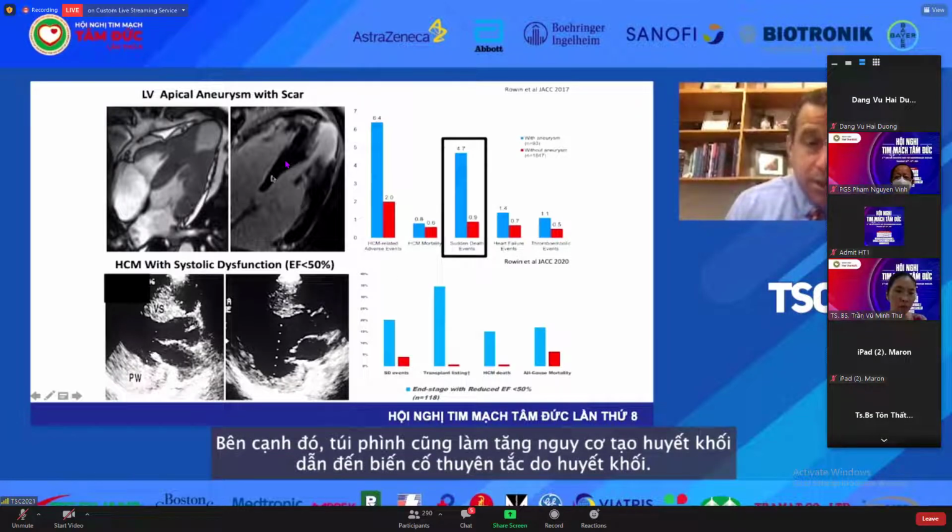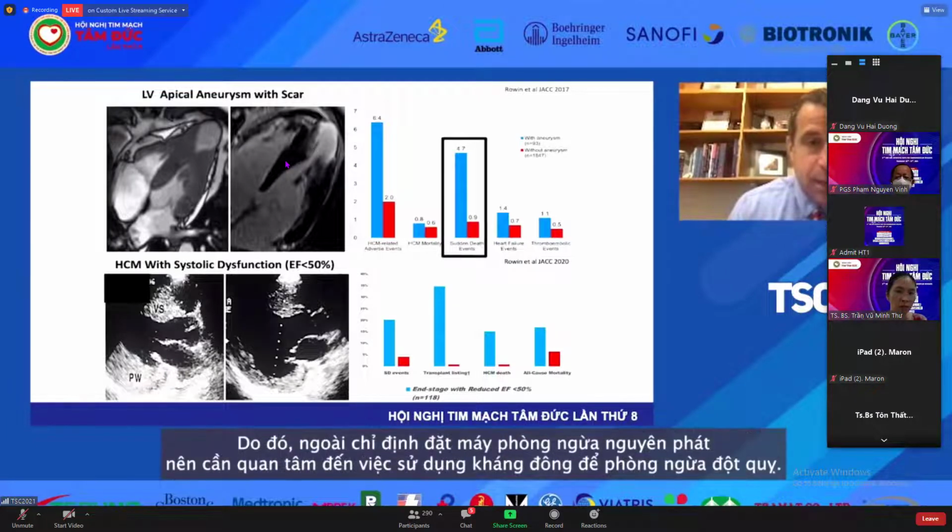In addition, I should also mention that the aneurysm is also a nidus for clot formation and the risk for thromboembolic events. And so in addition to primary prevention device therapy, the other management consideration for these patients should also include blood thinners or anticoagulation agents to protect against stroke.